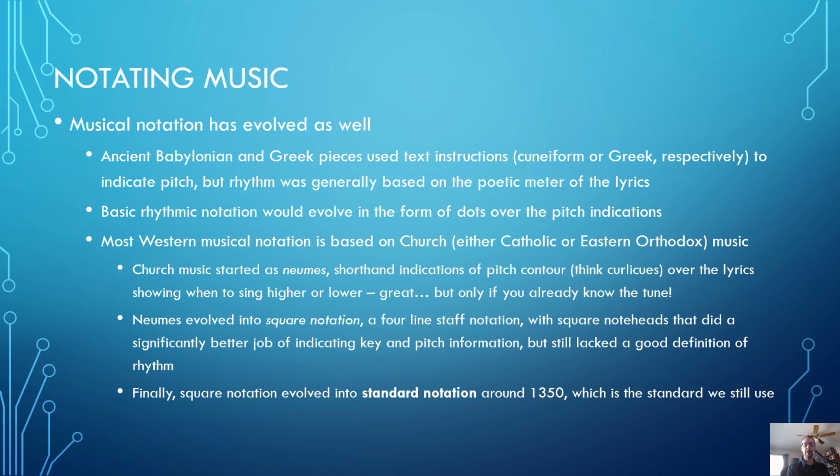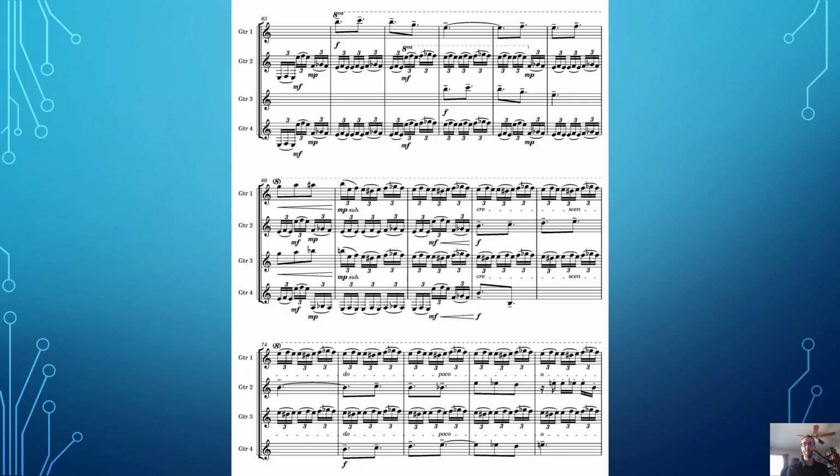Because of that deficiency, neumes evolved into square notation, which uses a 4-line staff with square note heads that gives you a definite pitch for everything, but still lacks a good definition of rhythm. That finally evolved into standard notation on the 5-line staff, which was more or less standardized around 1350. And this is the standard that we still use today.